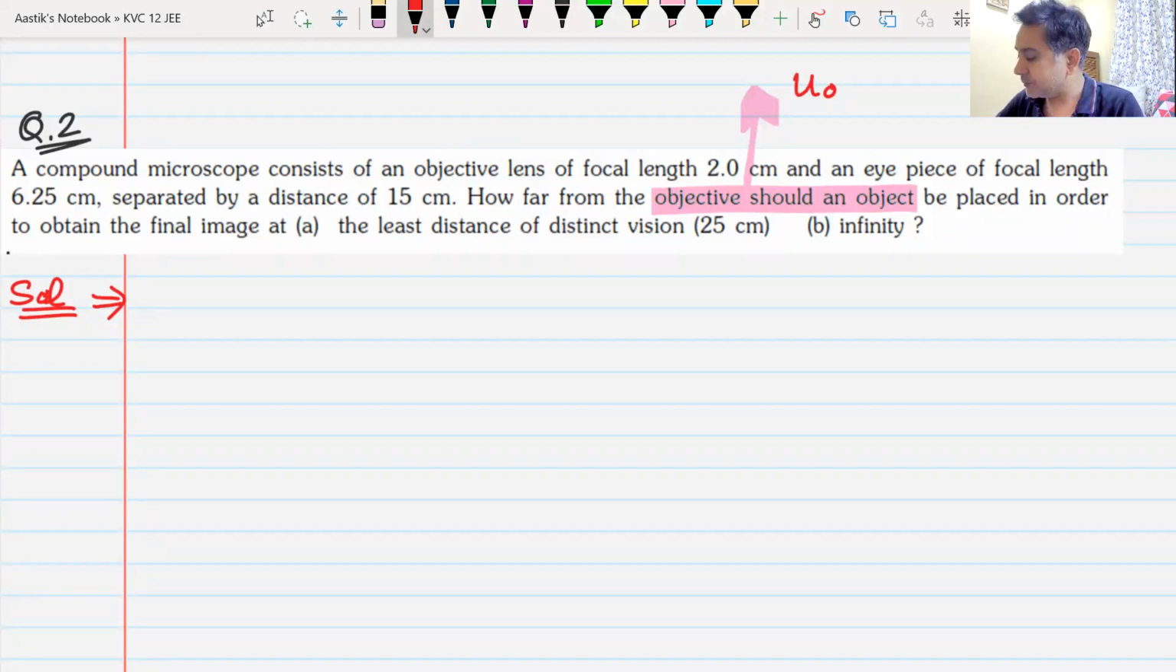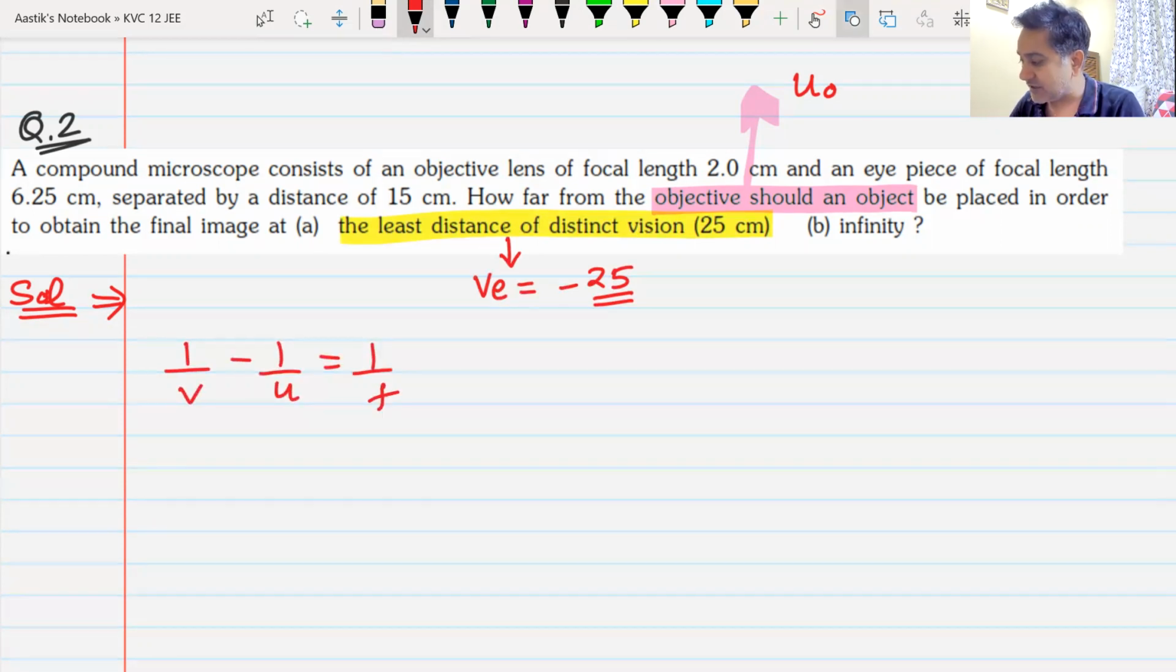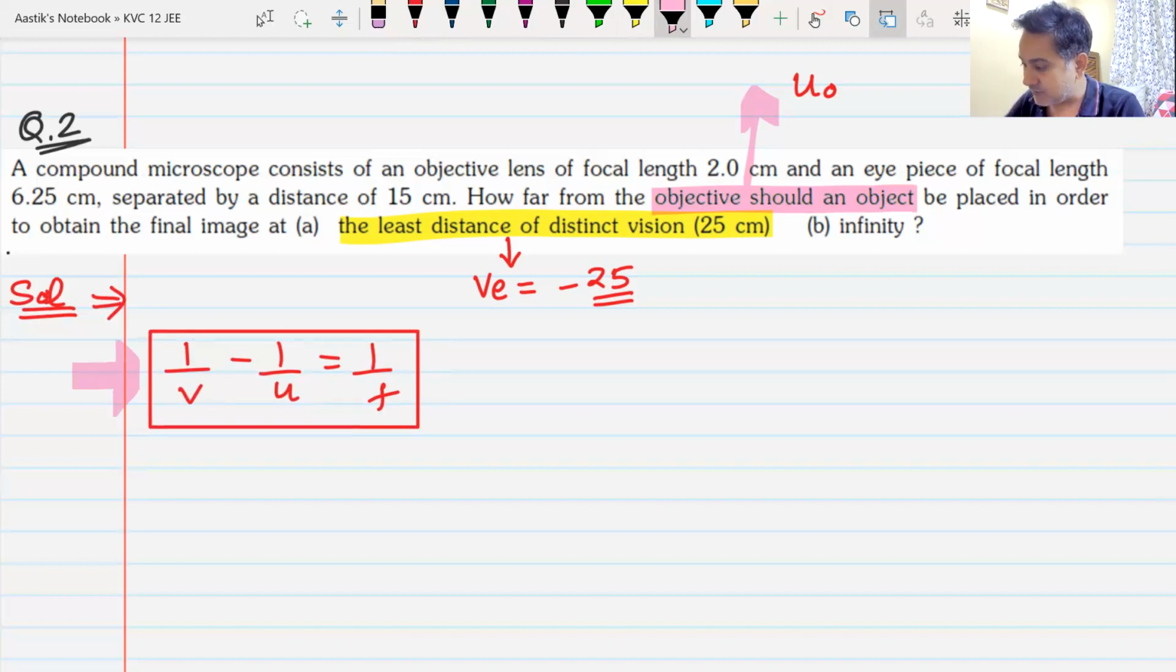What is given? Final image is formed at D, 25 centimeters. So basically, they have given us the value of VE, and that is minus 25. We know this, it's a virtual image. So I apply the formula 1 by V minus 1 by U is equal to 1 by F. For which lens do I apply this formula? I apply this formula for the eyepiece.